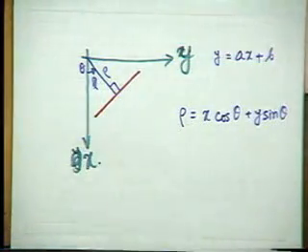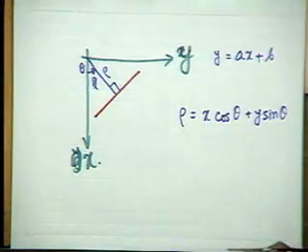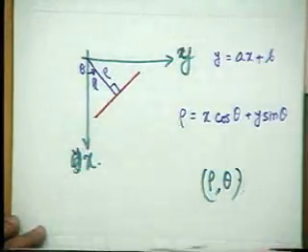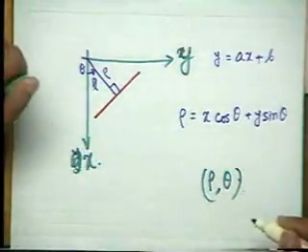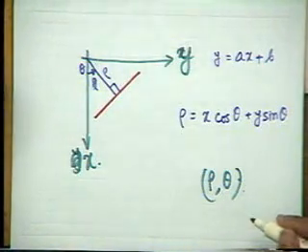Now, if I take any point in the xy plane, what does that correspond to in the rho theta plane? So now our parameters are rho and theta, not a and b. From the xy space, we will be going over to the rho theta space. So if I have a point in the xy plane, what does that mean in the rho theta plane?